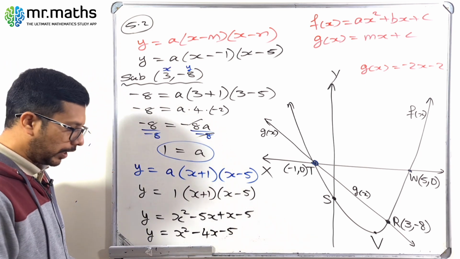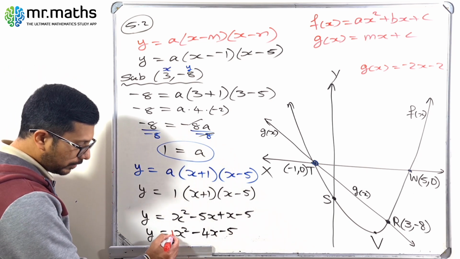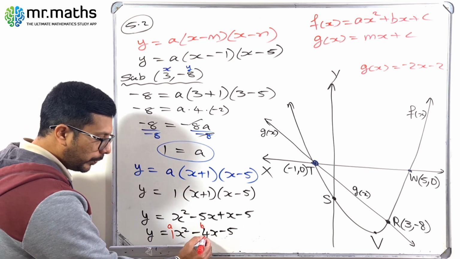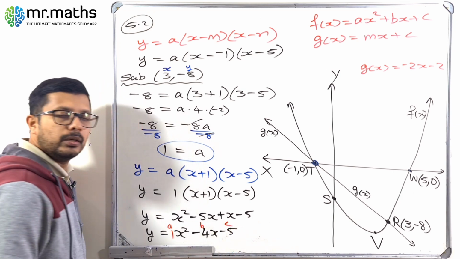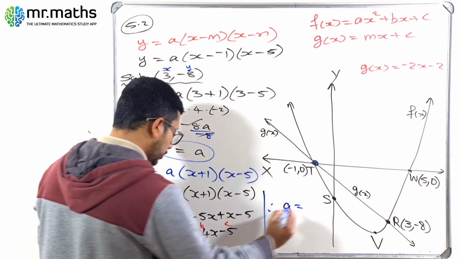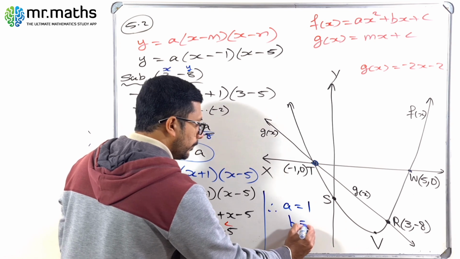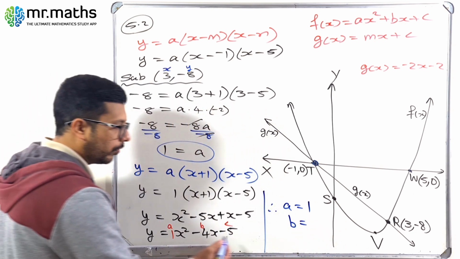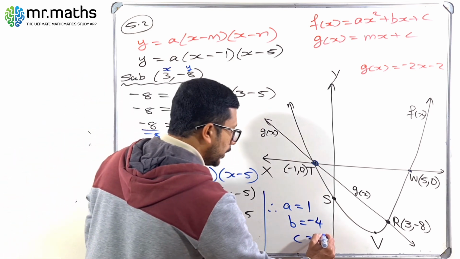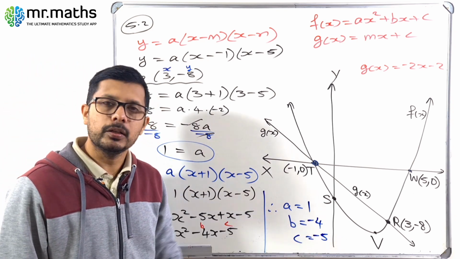So can you tell me what is the value of a now? The value of a is 1. What is the value of b? -4. What is the value of c? -5. So we have to write: therefore a is the coefficient of x squared, which is 1. So the value of a is 1, and b is the coefficient of x, that is -4. And what is the value of c? The constant term, that is -5. So it means that the values of a, b and c are 1, -4 and -5.